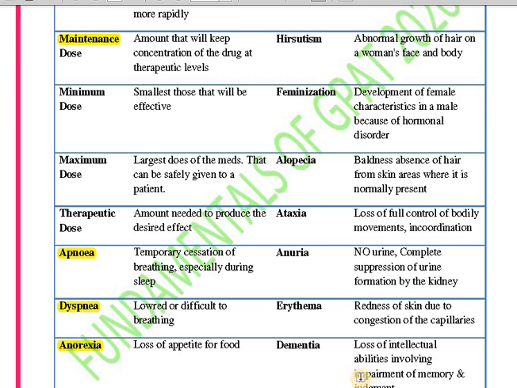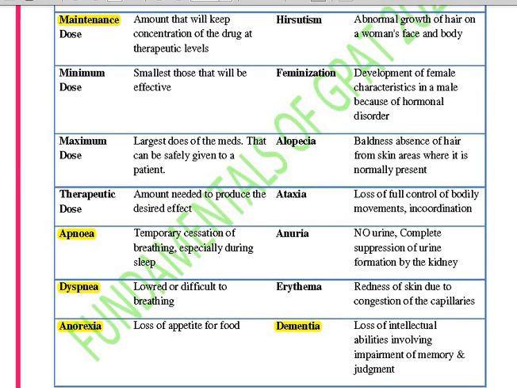Okay, next term is dementia. What do you mean by dementia? Dementia is nothing but the loss of intellectual ability involving the impairment of memory and judgment. So dementia means, there is a term in Hindi: humans who are 60 or 60 plus in age, we say they have gone senile, meaning they don't understand anything, their intellectual ability is reduced.